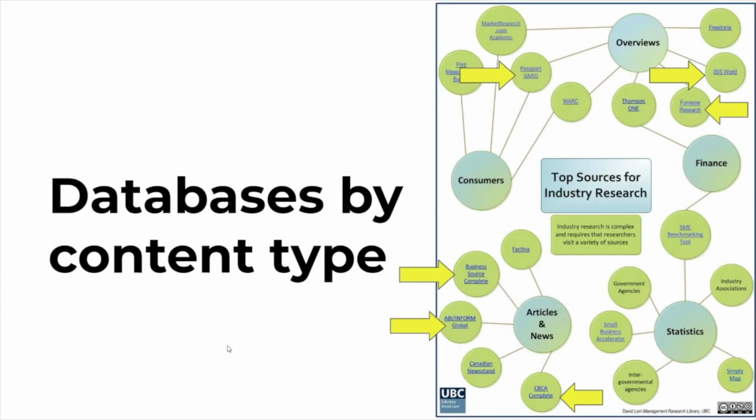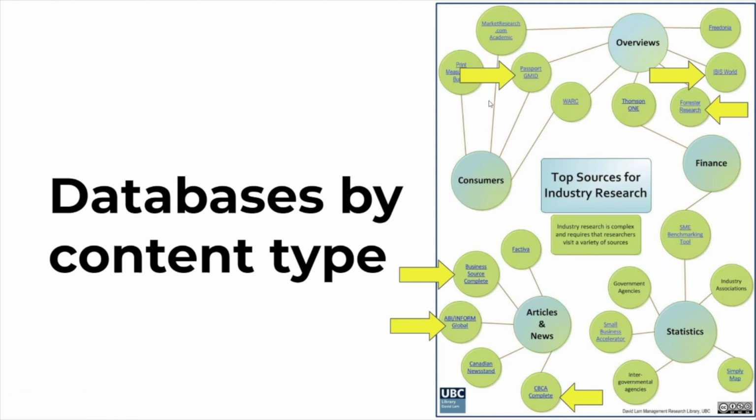So one of the things about industry and market research, and this is a great concept map that was developed by UBC, is that a lot of our resources contain overlapping information. So depending on the database, you can find lots of different content within those databases, and there is a lot of overlap. But I really like this concept map because it lays out the major resources.